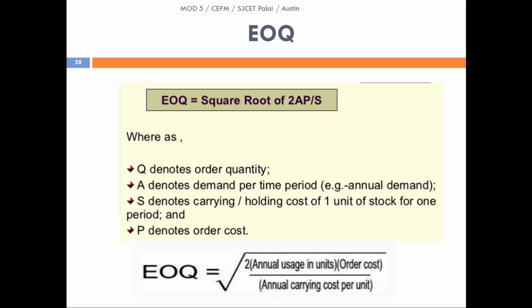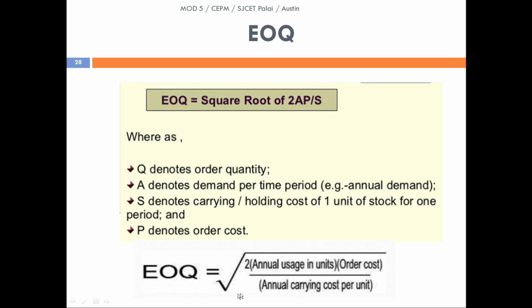Then mathematically we can define EOQ as square root of 2AP divided by S, where Q denotes the EOQ, the quantity, A denotes the demand per time period or annual demand, S denotes the carrying or holding cost of one stock for one period, then P denotes the ordering cost. So EOQ incorporates the holding cost, the order cost, as well as the total demand per time period, annual demand.